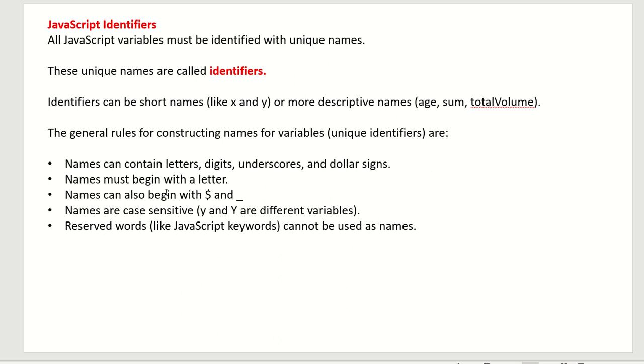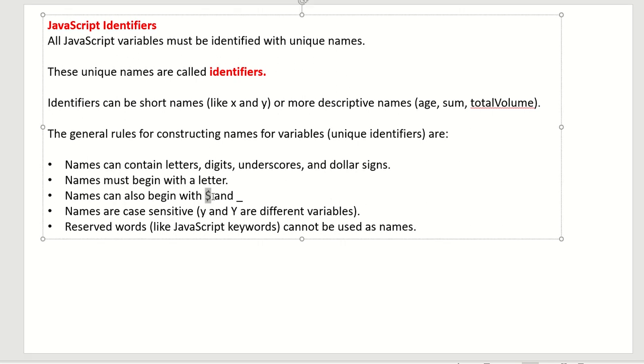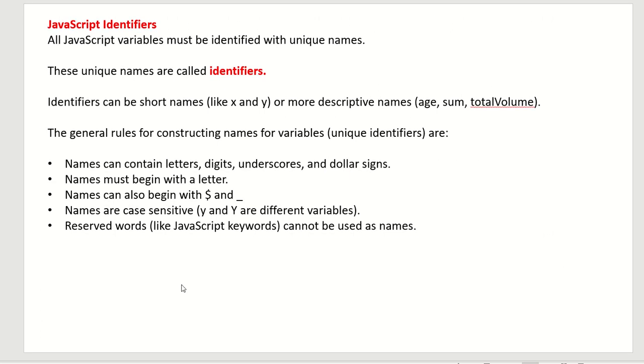Name must begin with a letter. Name can also begin with a dollar sign and underscore sign. Okay, and names are case sensitive. That means the lowercase y and uppercase Y are two different variables. And last point, the reserved words like JavaScript keywords cannot be used as names.